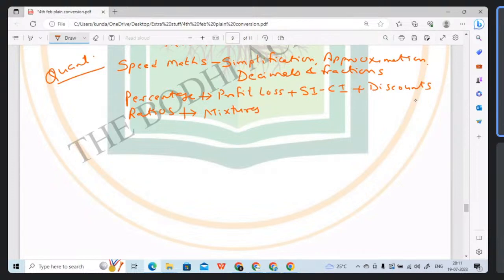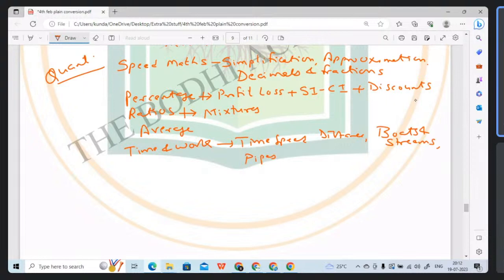Okay. After that, average is a standalone topic. Standalone means this topic is not dependent on any other topic. After average, time and work is one topic allied with time, speed, distance. Similarly, questions on boats and streams, and questions on pipes and cistern. All these are allied. After that, algebra, which itself is a very big topic.